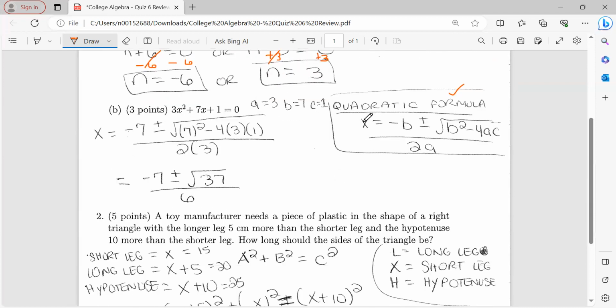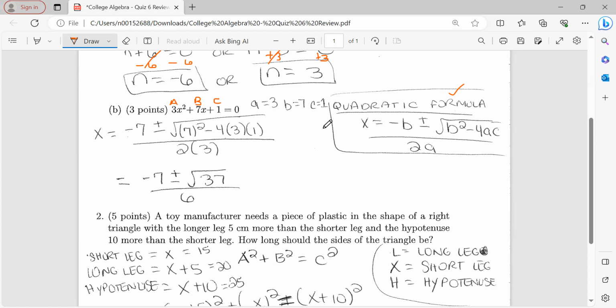Our quadratic formula requires us to substitute numbers for a, b, and c. So in our quadratic equation, remember that first number in front of x squared is your a term. The b term is right here in front of x, and then the constant, letter c, is at the end. So our a term is 3, b is 7, c is 1.